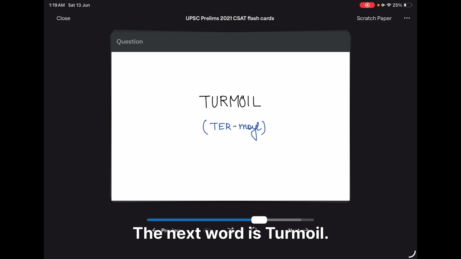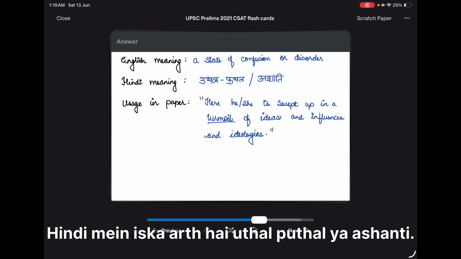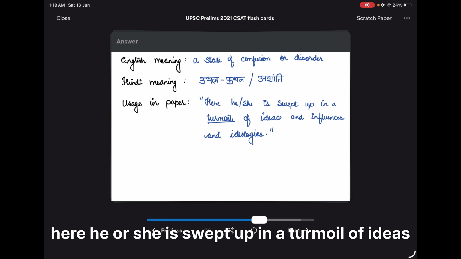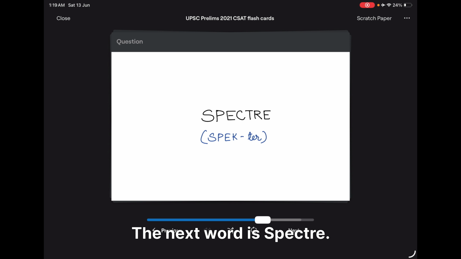The next word is turmoil. Turmoil is a state of confusion or disorder. हिंदी में इसका अर्थ है उथल पुथल या अशांति. In the paper it was used as here he or she is swept up in a turmoil of ideas and influences and ideologies.